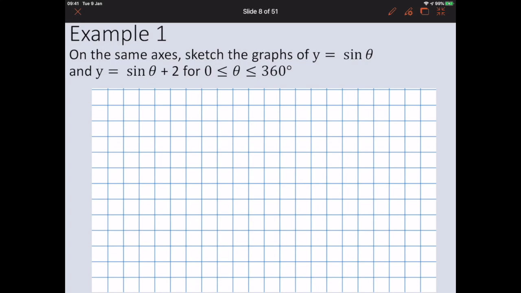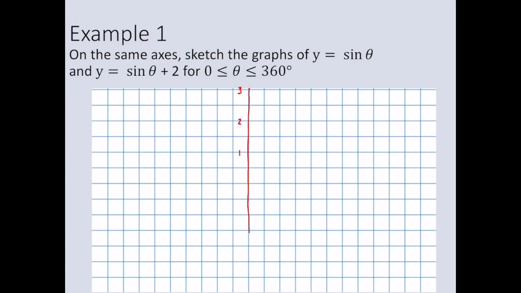Start with example 1. On the same axes, sketch the graphs of y equals sine theta and y equals sine theta plus 2 for theta between 0 and 360 degrees. So if we think about the y-axis, sine theta would normally go from 1 down to -1. The plus 2 is going to move everything up 2 in the y direction. So we need to make sure our y-axis will get up to 3. So sketch your y-axis out here, and we need that to be 3, 2, 1, 0, -1. Okay, so then we can draw an x-axis.